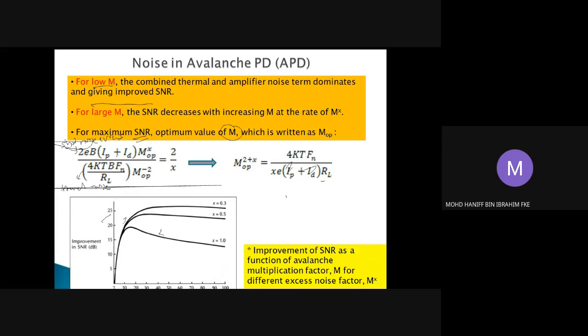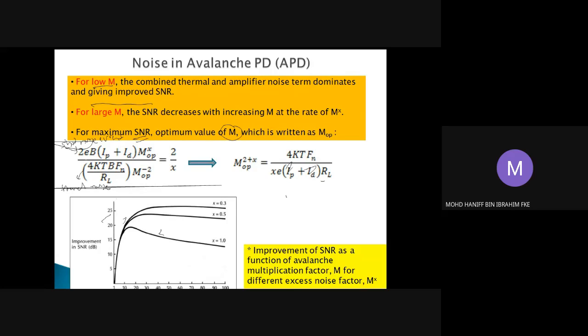We can see that by experiment, this is what has been proved before: the optimum value of M can be obtained if the ratio between the shot noise current and the thermal noise current is given by 2 divided by X. So if we have this ratio between the shot noise and thermal noise, which is 2 over X, we can say that the M value is said to be optimum.